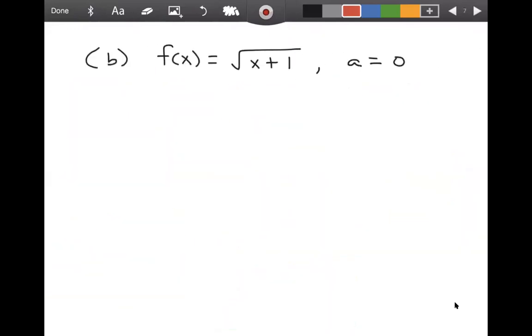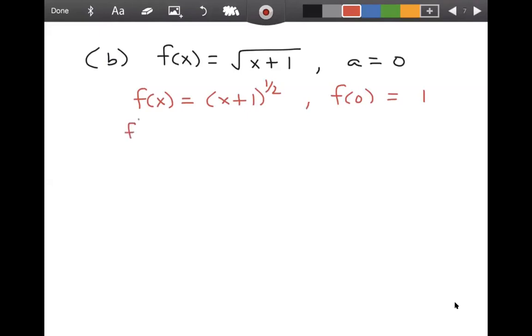All right, and finally, we have f of x equals the square root of x plus 1 about a equals 0. So this is really a Maclaurin series. So we'll start with f of x. And I'm going to write it like this because we're about to start differentiating it. f at 0 is equal to 1, right? The square root of 1 is 1.